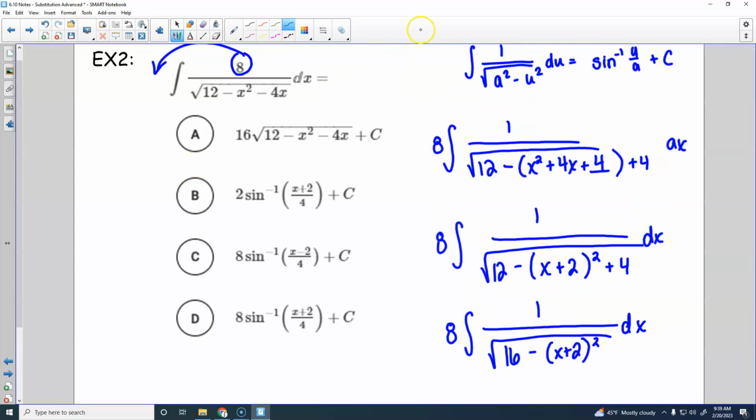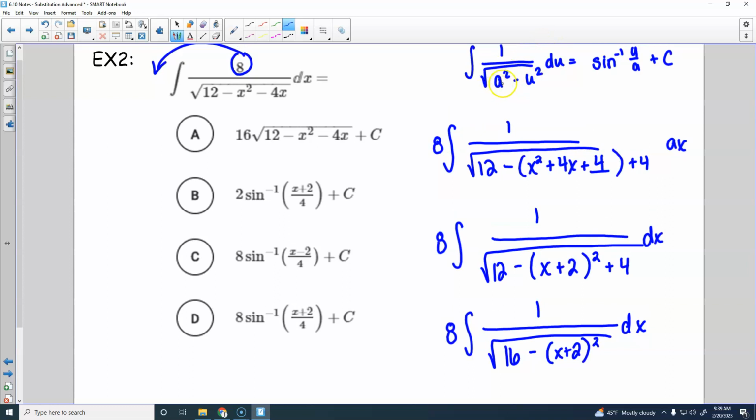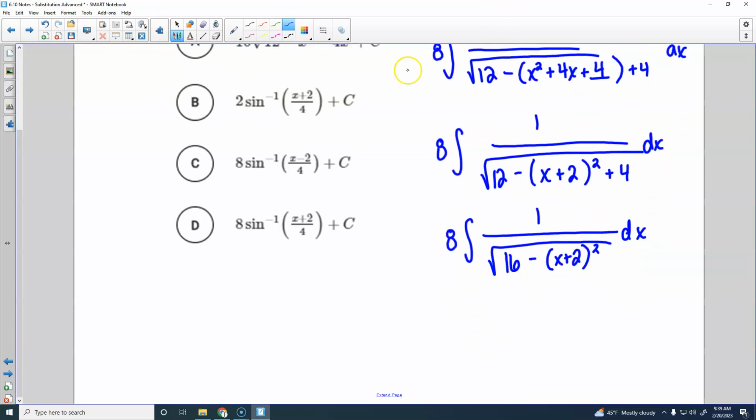All right, so if I'm using this rule for inverse sine, what should my a value be? It's 4, because it's squared, right? So if I wanted to, I could write 4 squared instead of writing 16 right there. So my a is 4, my u is x plus 2. What's my du? It's just 1 dx, so you don't really have to do anything special there. If you had a number right there, like a 3, then just like we've done with the others, you need to put the 3 there with your dx and a 1/3 out front.